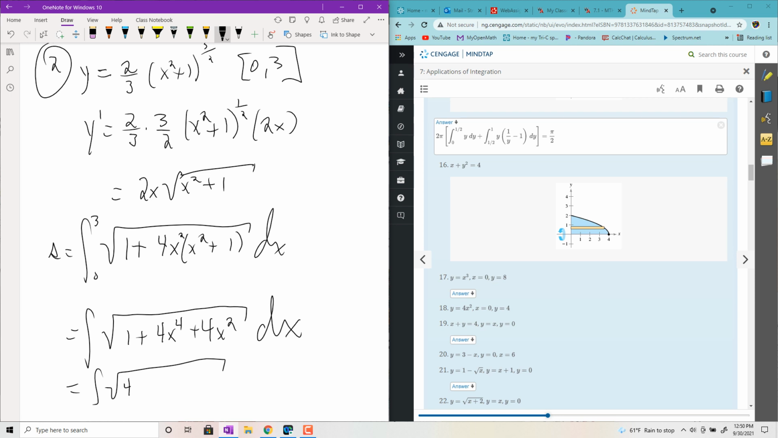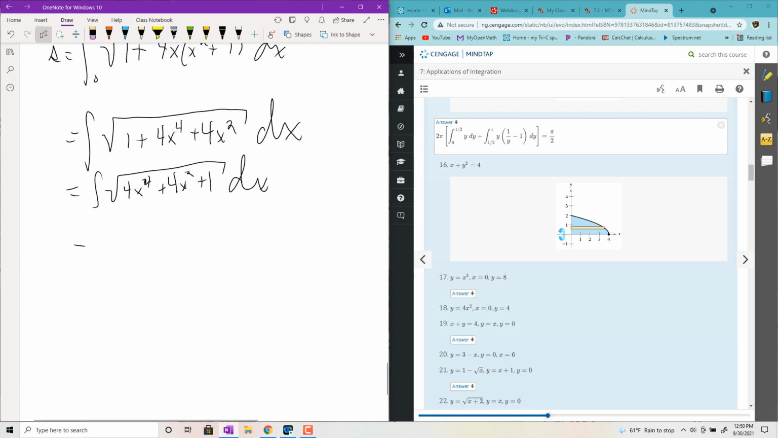Let's rearrange 4x to the 4th plus 4x squared plus 1. That's a perfect square trinomial. It's basically like you're going to be able to factor into something times something where both somethings are the same. Okay, so the somethings are going to be 2x squared plus 1, and then kind of FOIL it out in your head and make sure it works, right?